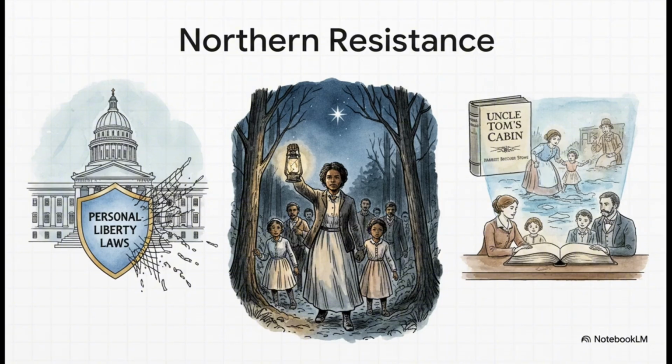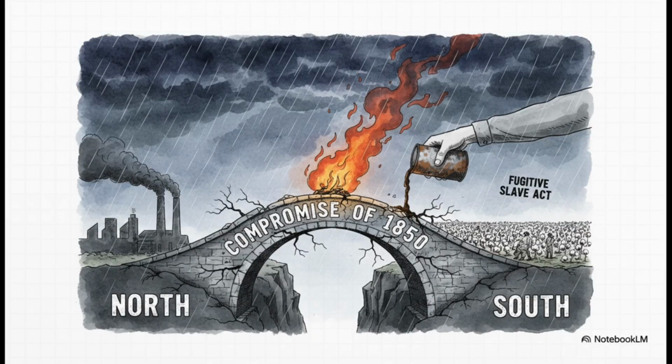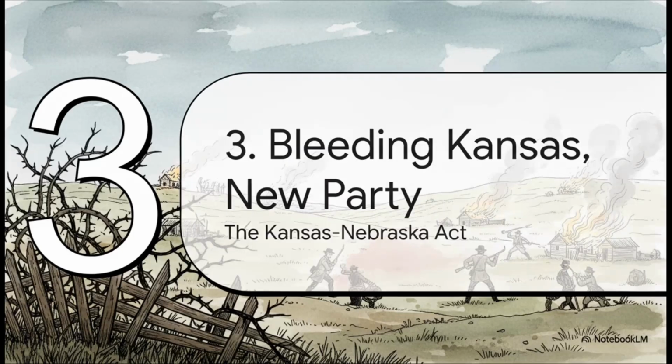So, you gotta remember, the Compromise of 1850 didn't actually solve anything. It was really just a temporary truce, and the Fugitive Slave Act, in particular, just poured gasoline on the fire, making the division between North and South so much deeper. Well, that truce lasted for all of 4 years.